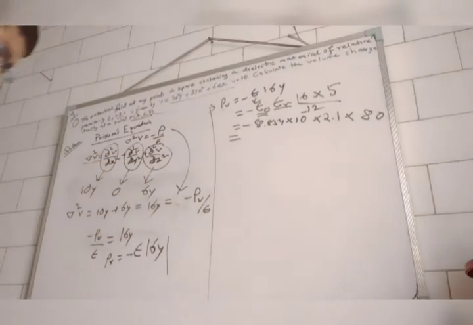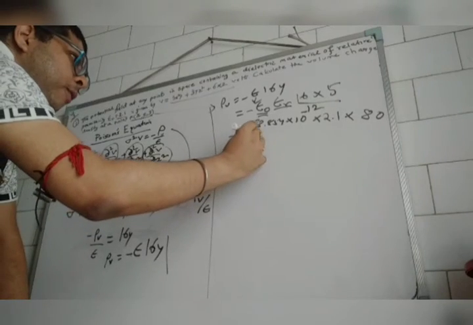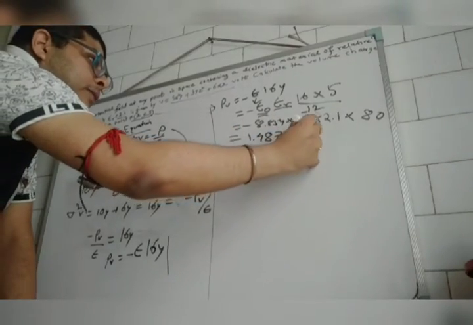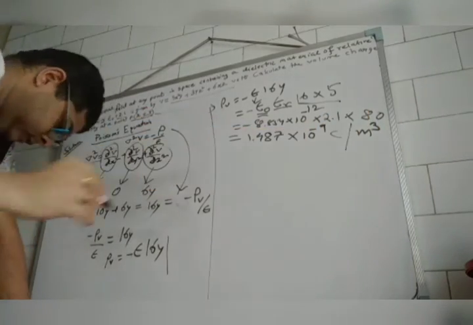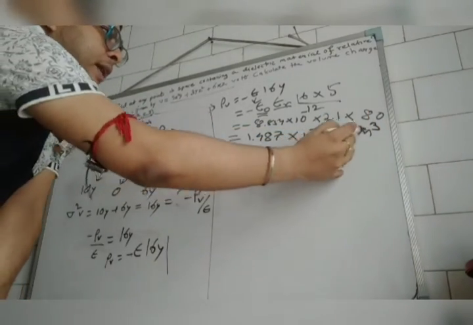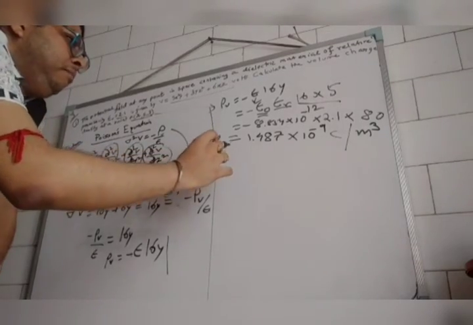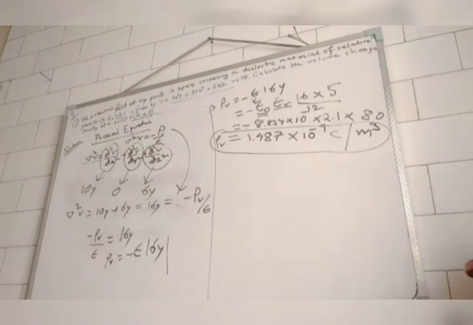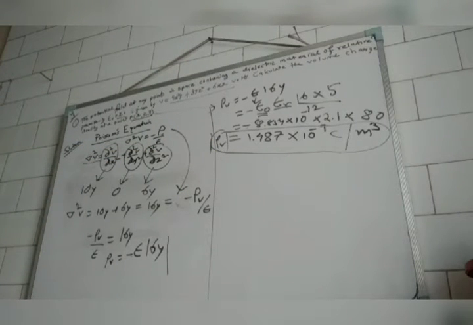So if you calculate this, you will be getting 1.487 into 10 to the power minus 9 coulomb per meter cube. This is the charge per unit volume. Okay, so this is what you got, and of course we are taking the magnitude. So you can neglect this negative sign, if you consider only the magnitude. Okay, so this is what you got.